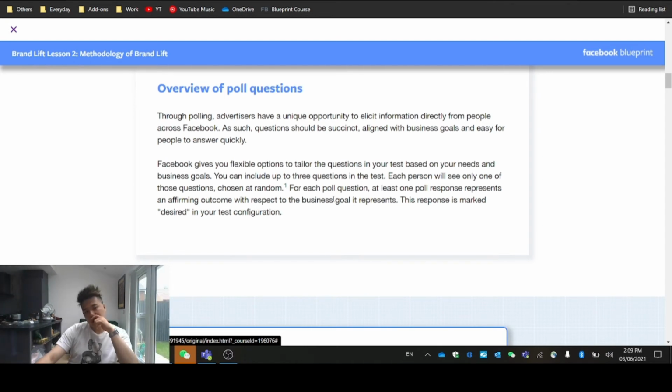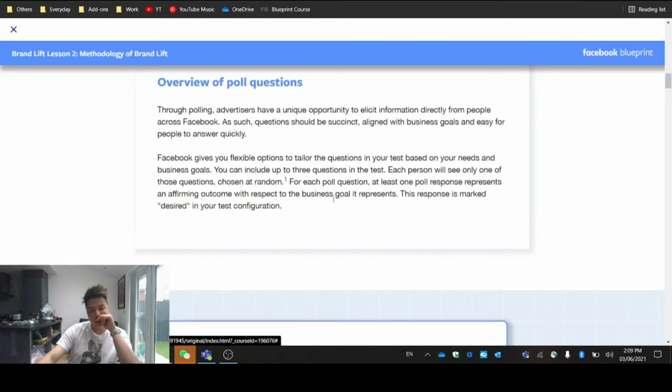Facebook gives you flexible options to tailor the questions in your test based on your needs and business goals. You can include up to 3 questions in the test. Each person will see only one of those questions, chosen at random. For each polled question, at least one polled response represents an affirming outcome with respect to the business goal it represents. This response is marked desired in your test configurations.